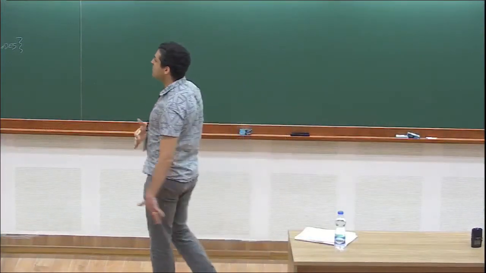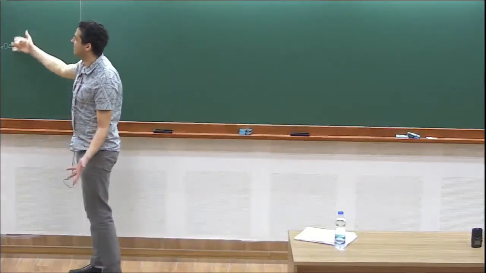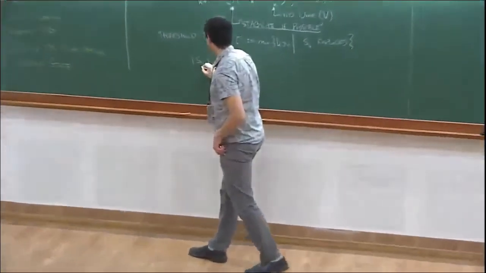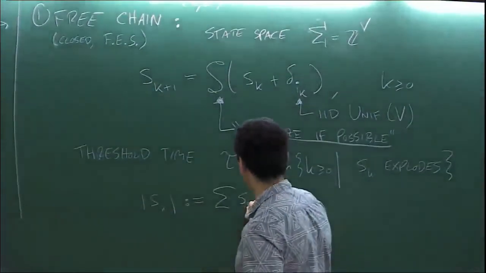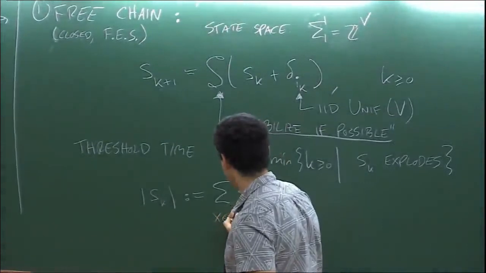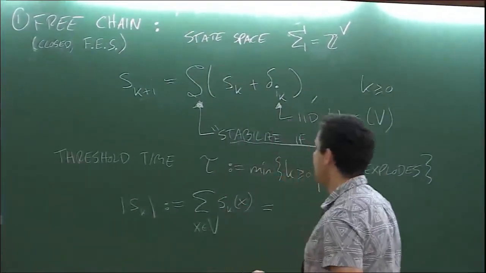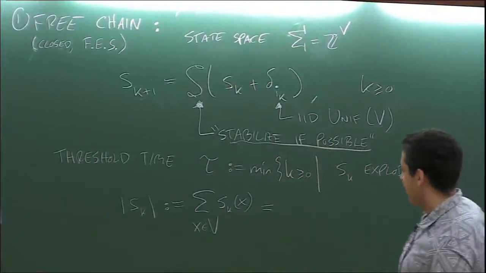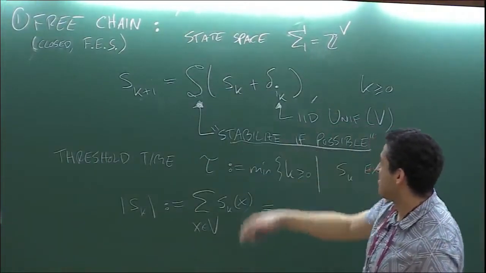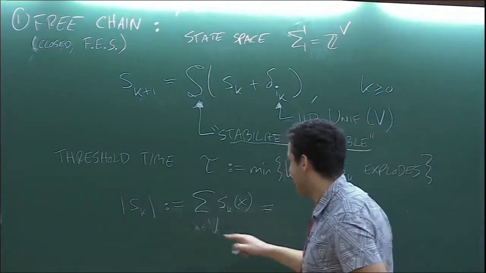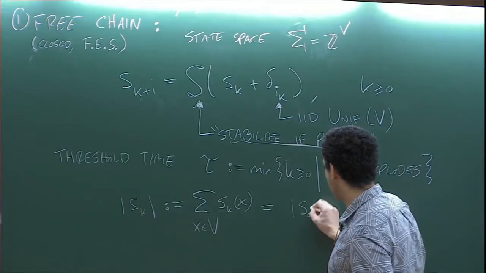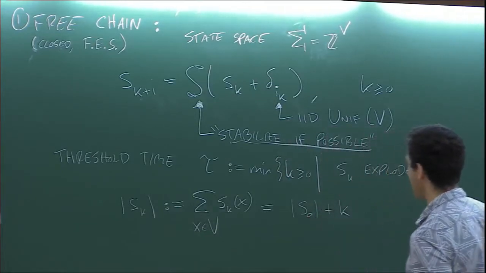Right. So there's no way for sand to exit the system in this setup. So if you measure the total amount of sand, I'll use absolute value for that. The absolute value of a sand pile just means the total number of chips. Well, we're adding one chip at each time step, and topplings conserve chips. So after k time steps, you have k chips more than you started with.